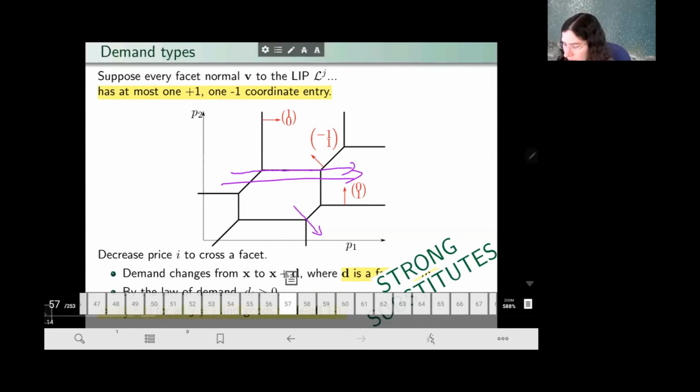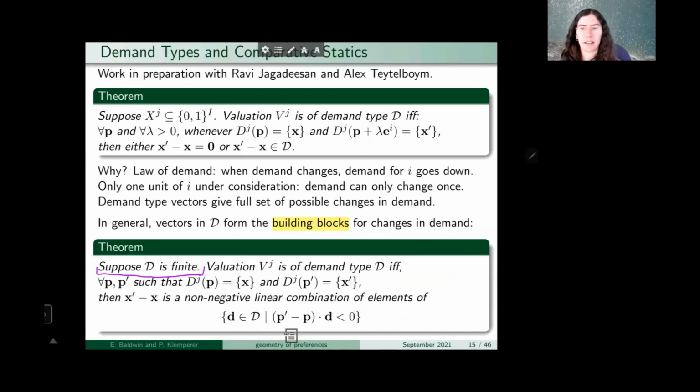Okay, so that's what a demand type is. It's a new way of categorizing valuations, which we hope slots very neatly with existing ways of categorizing valuations, but also they're categorized by a collection of vectors. And collections of vectors are easier for mathematicians to work with than the sort of way economists are used to writing down valuations. And so this is why we can then go further with them.